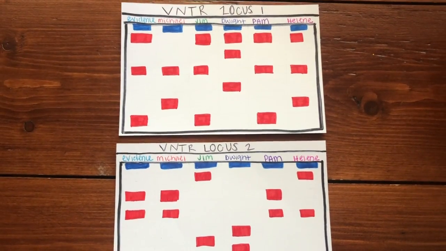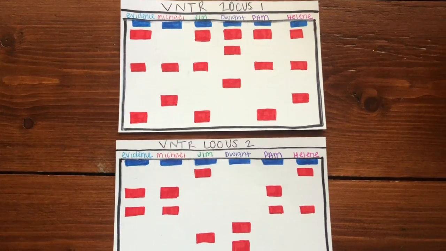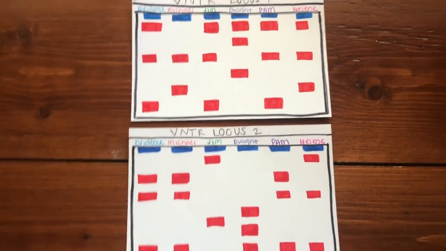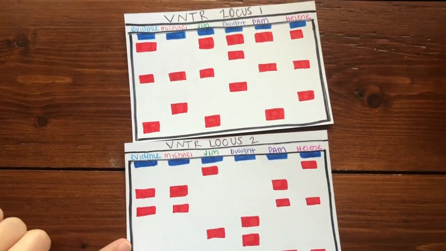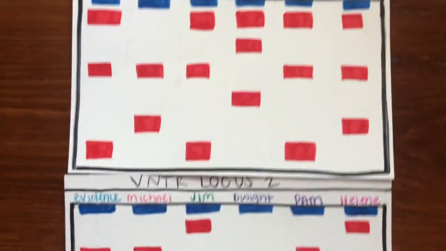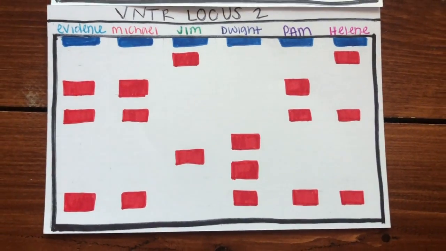Another thing to note about gel electrophoresis is in order to successfully match the suspect to the evidence, they must match all of the bands exactly. Pam and her mother share almost all of the same bands because they do share genetic information, but Pam could have gotten some of the missing bands from her father.